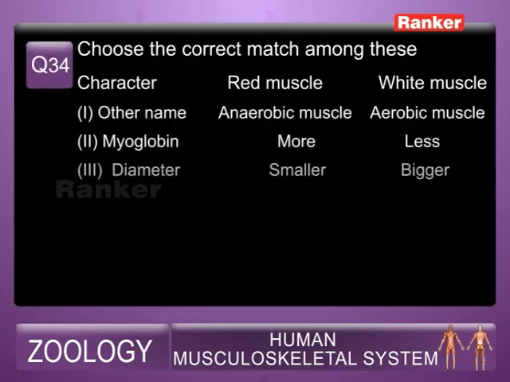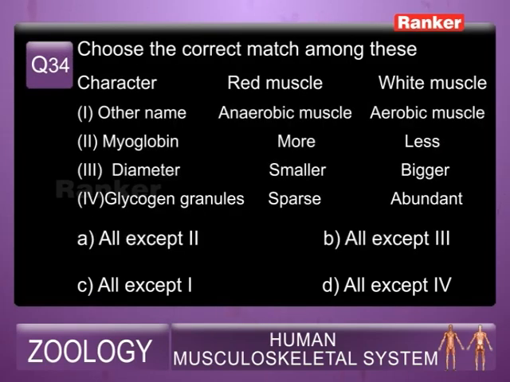So 34th is here for you. Choose the correct match among these. You have got 3 tabular form matching here. Character, red muscle, white muscle. Number 1, other name: red muscle, anaerobic muscle; white muscle, aerobic muscle. Number 2, myoglobin: red muscle more, white muscle less. Number 3, diameter: red muscle small, white muscle big. Number 4, glycogen: red muscle sparse and white muscle abundant.